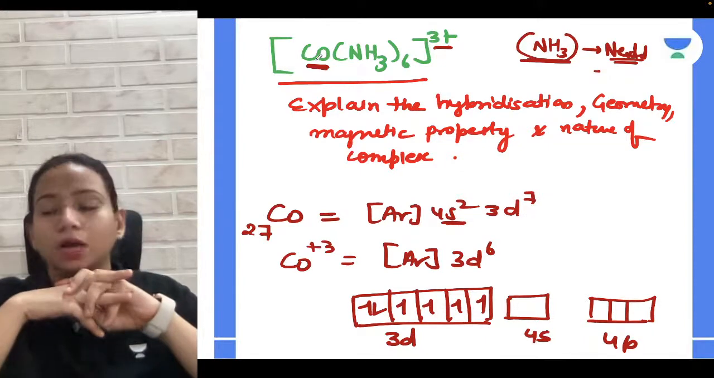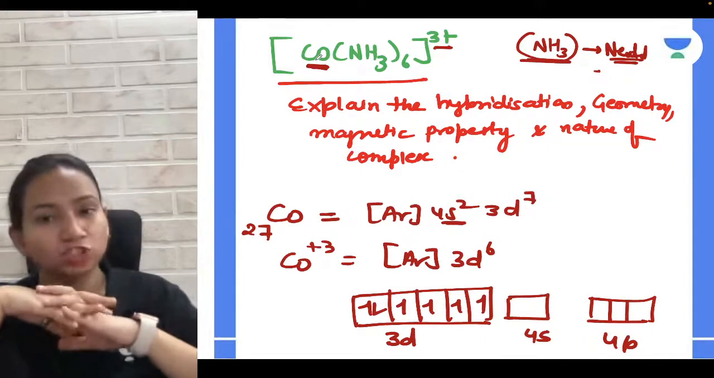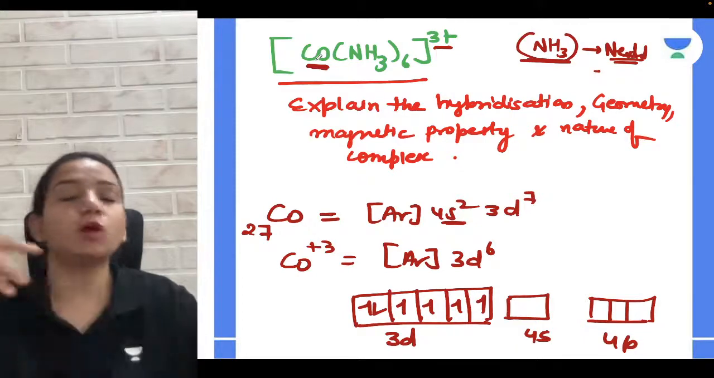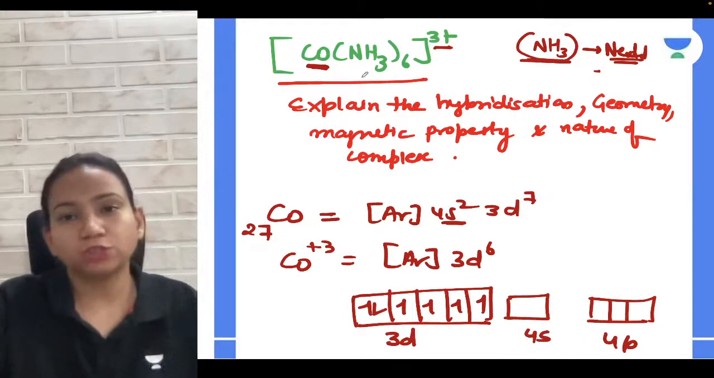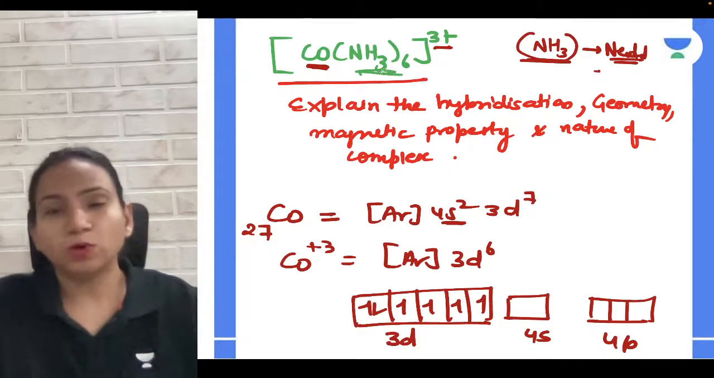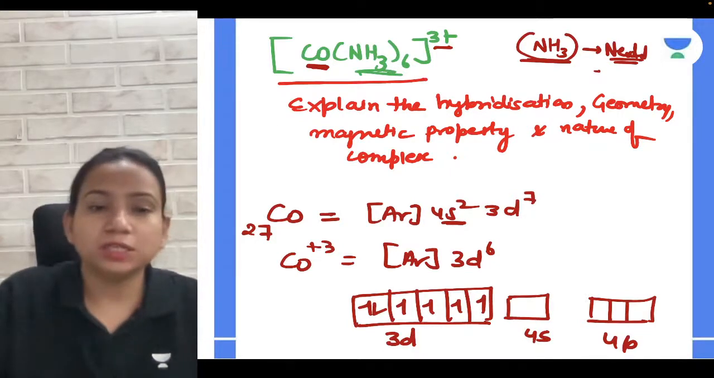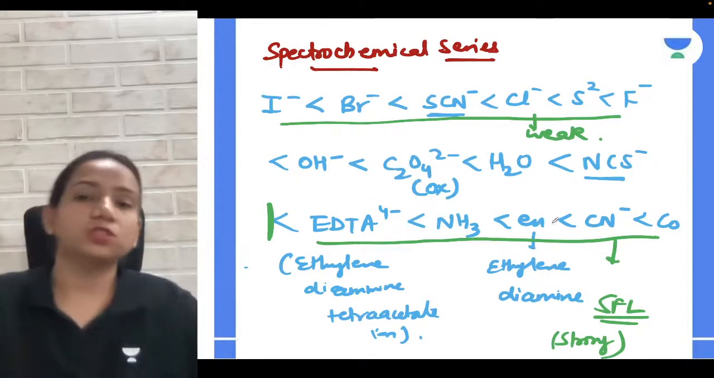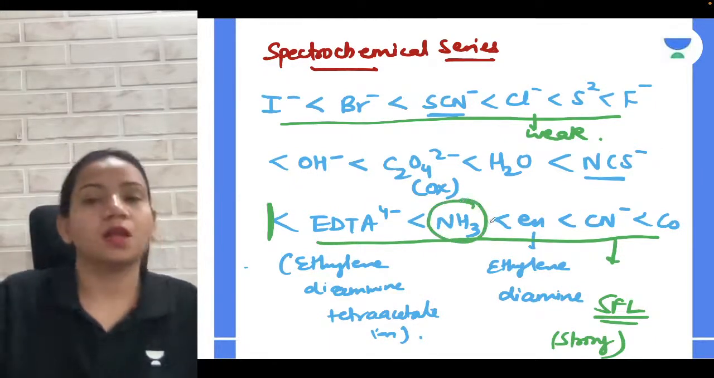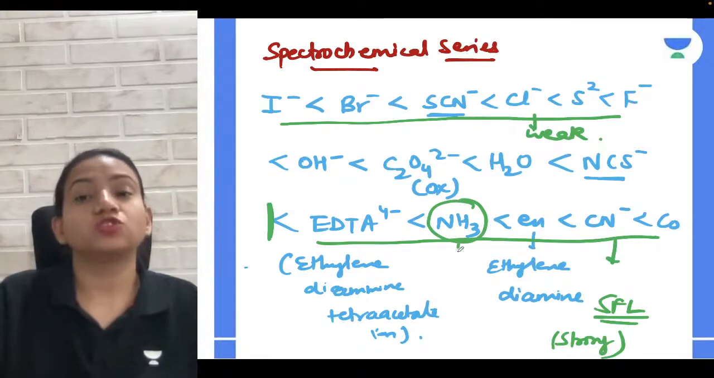Now first, always write the configuration of the metal in the ionic form, like what ion it is, what charge it is, and then you will see what ligand is given to you. Okay. The next step is you have to check what ligand is given. So tell me what ligand is given. Amine. Is amine a strong ligand or weak ligand? Amine is a strong ligand.